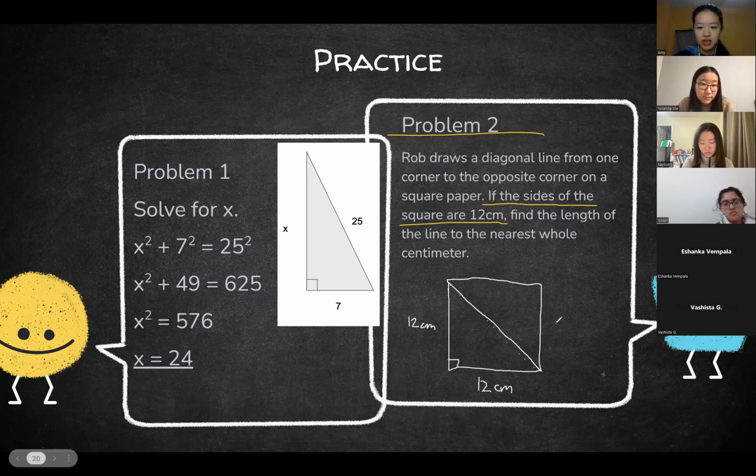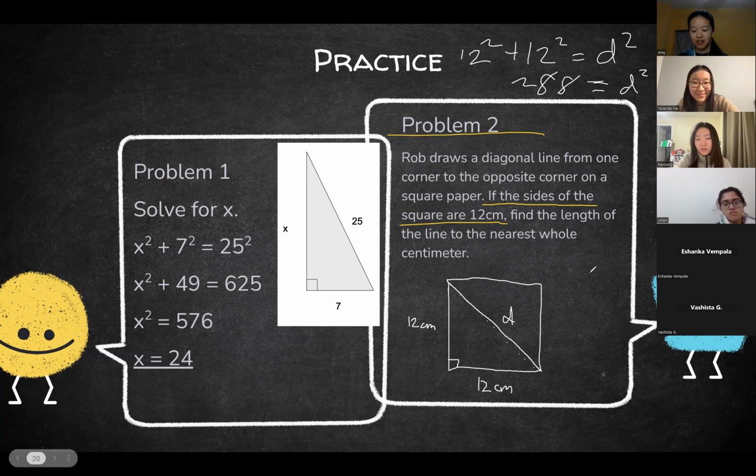So it would be 12, I'll write it up here, top of the screen, 12 squared plus 12 squared equals, and then we'll call the diagonal D. That's a weird looking D. D squared. So that would be 144 plus 144 equals D squared. So that would be 288 equals D squared. Here, we're just going to use a calculator because it's easy. And so that gives D equals, so we square root both sides. So that gives D equals 16.97. So we're just going to round to 17 since it says nearest whole centimeter.